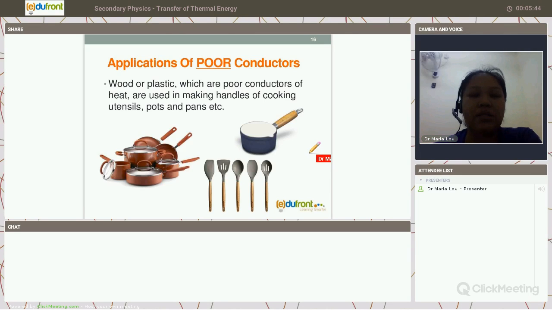And that doesn't mean poor conductors have no usage. We can also apply poor conductors in a number of situations, the most common of which is plastic or wooden handles. These kinds of materials are poor conductors of heat and they are used for the handles of cooking utensils, pots and pans so that we can actually hold on to a hot pot easily without burning ourselves.